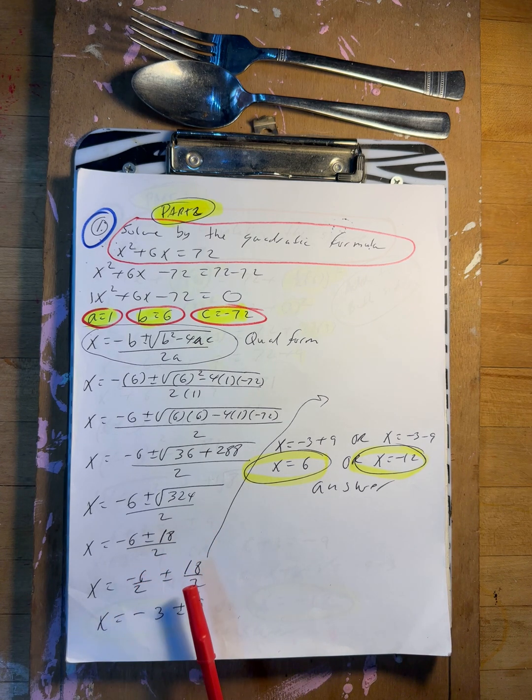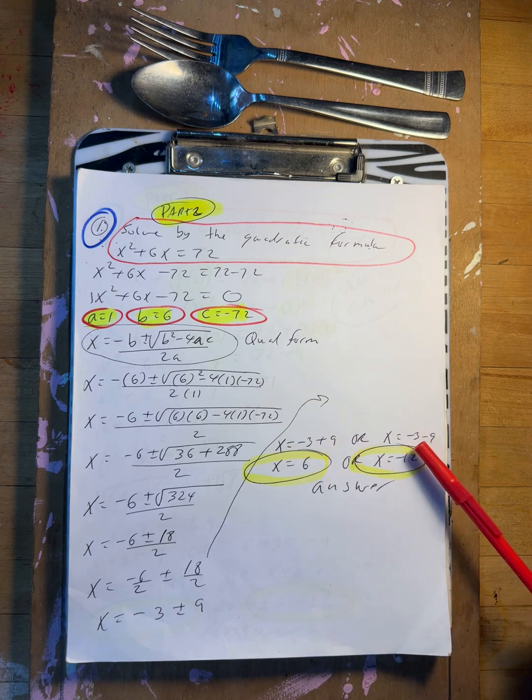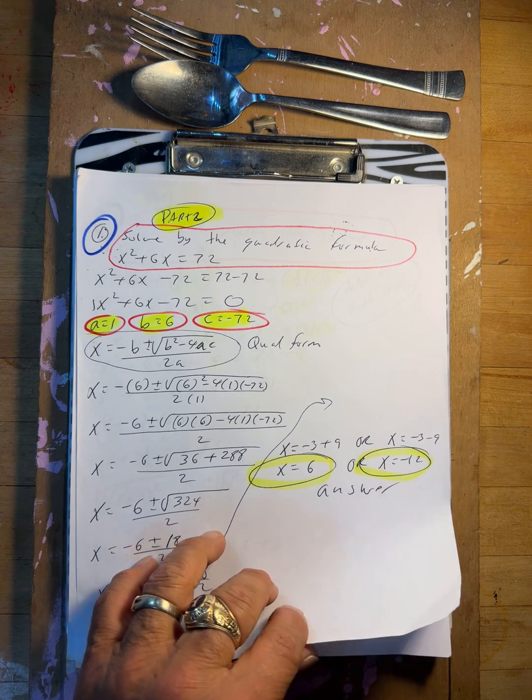Negative 6 over 2, 18 over 2, divide those out, you get negative 3 plus or minus 9. So negative 3 plus 9 is 6. Negative 3 and the negative 9 is a negative 12. So 6 and negative 12 is the answer. Okay, another way to do this problem.